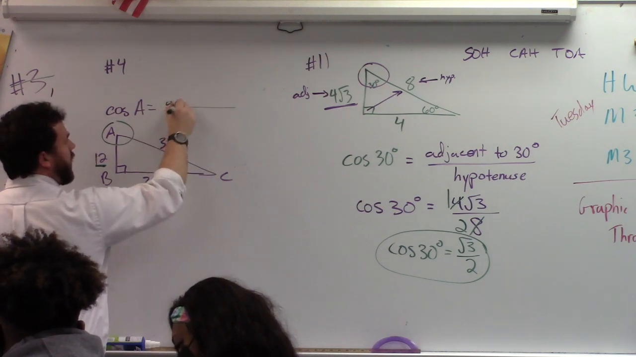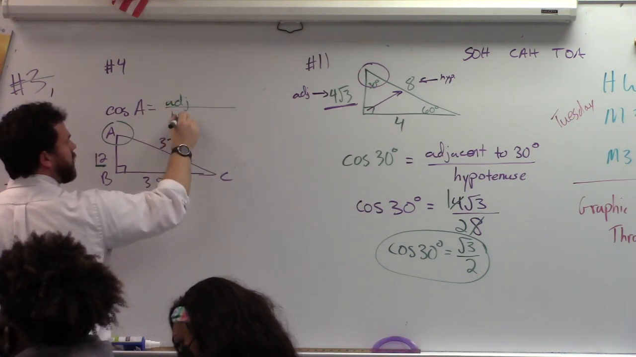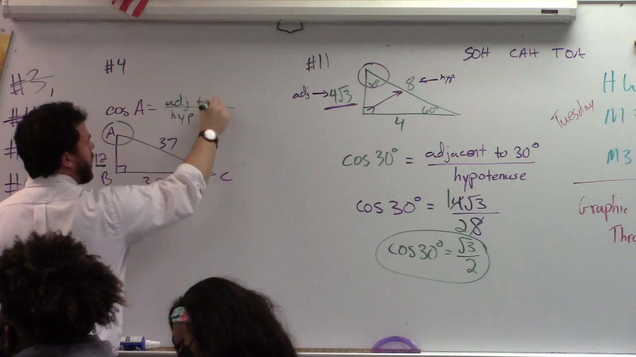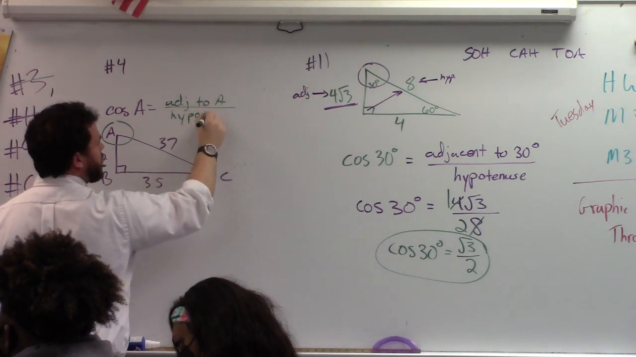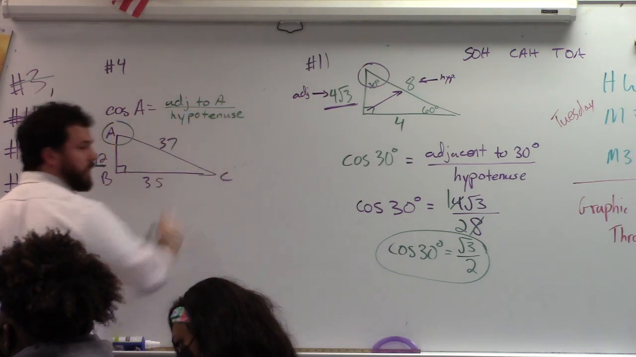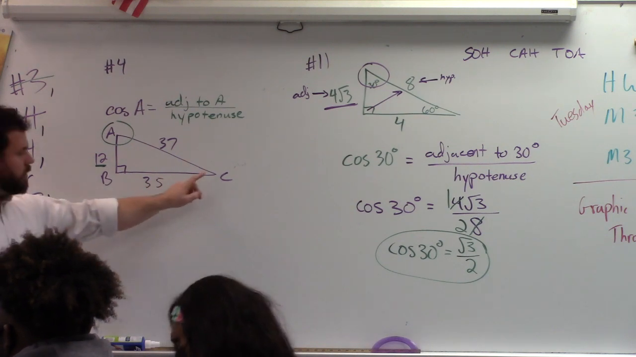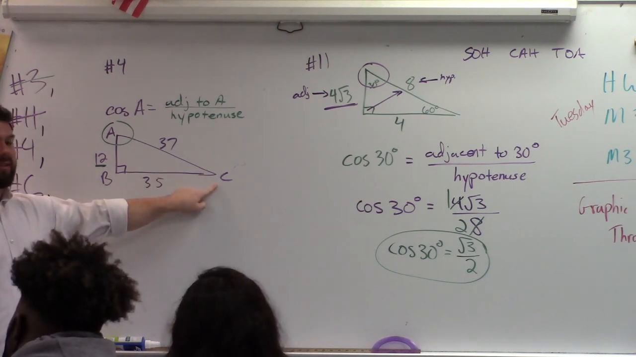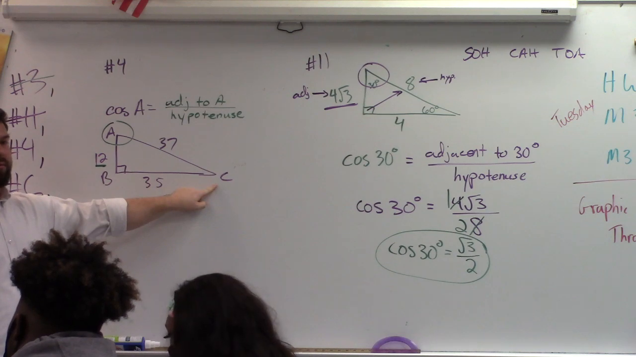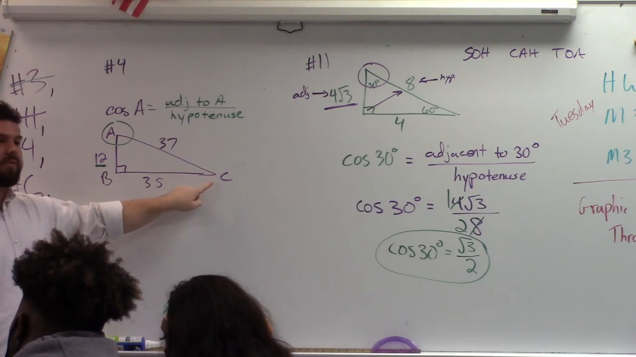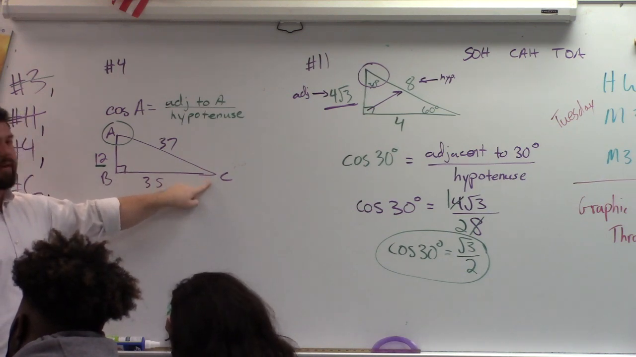Am I just going to write adjacent to what? To A, divided by hypotenuse. Now, let's pause for a second, because I heard Kelsey already go, ugh. Here's the thing, guys. This is why I ask you to write this out. Doesn't angle C also have a side that is adjacent to it? Yes. So we have to be very clear about what our reference angle is.